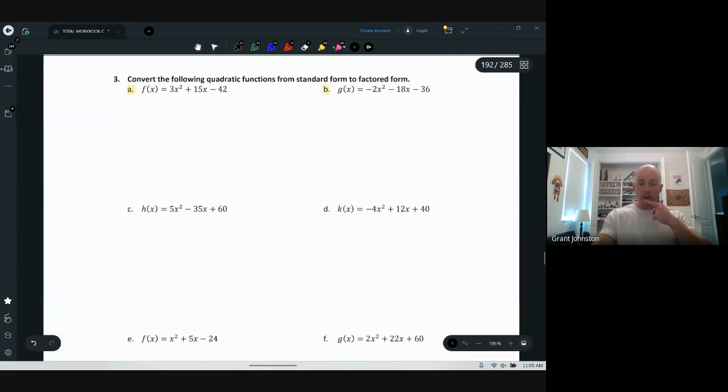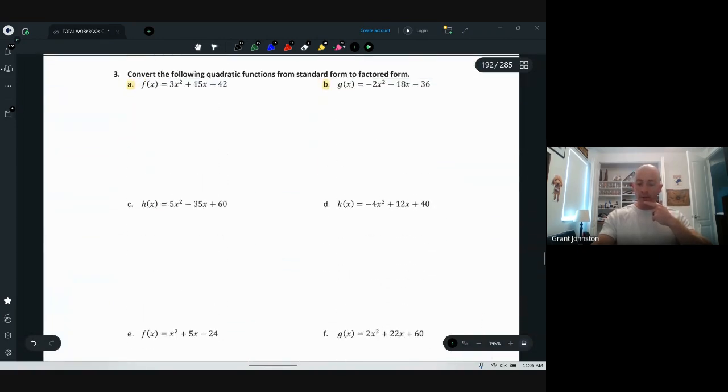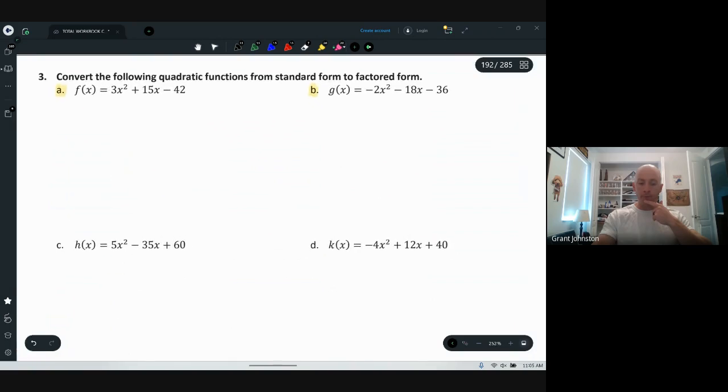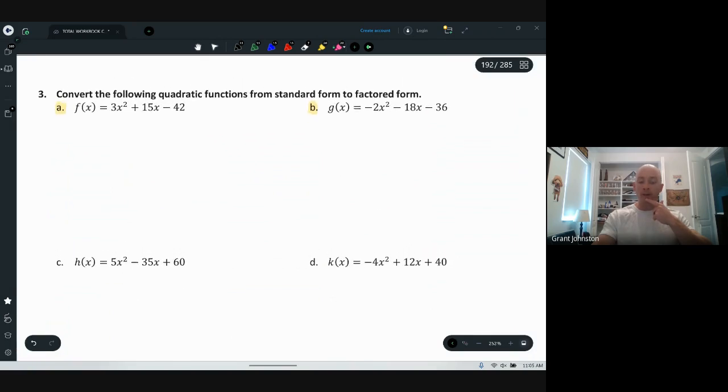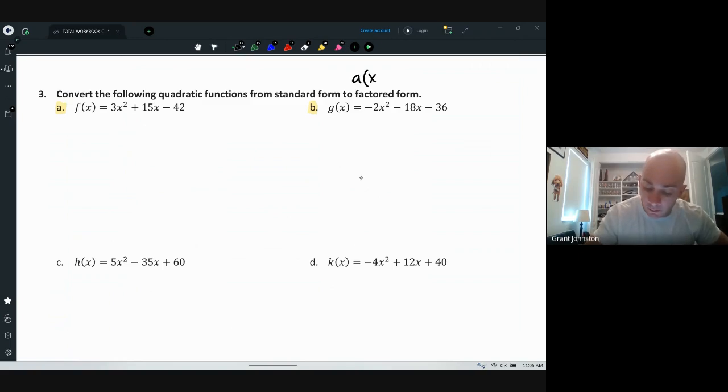Okay. Number 3 says, convert the following quadratic functions from standard form to factored form. So remember, we're going to factored form. We want it in a(x minus r1)(x minus r2). So we're just basically factoring it. Now, it doesn't necessarily need to say minus on both of those parentheses, right? But that's the general form we're getting it into.